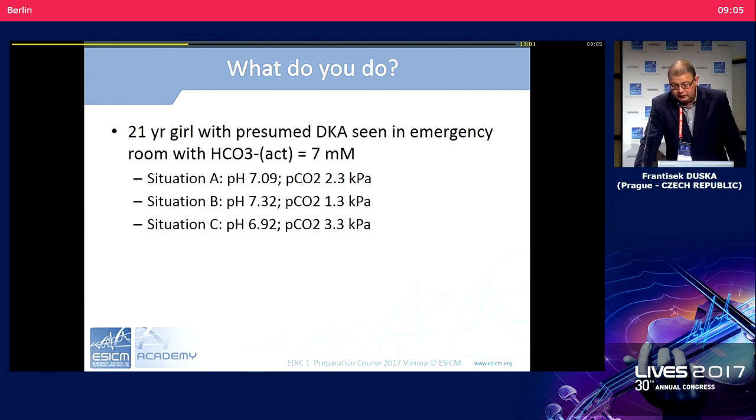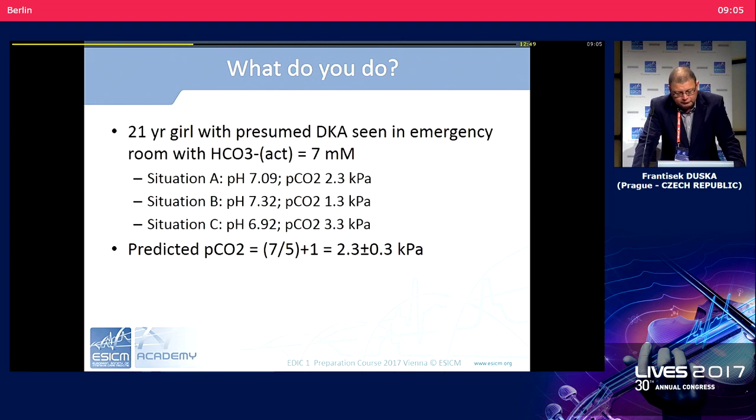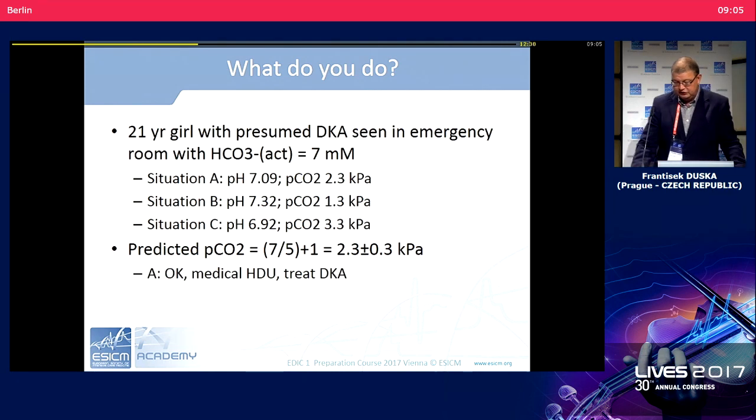So imagine these situations, A, B, C. These situations differ according to the level of PCO2. If you apply the Boston rule, you get a predicted PCO2 of 2.3, which is the appropriate compensation. And that's exactly what is seen in situation A. So in situation A, we say, okay, that's just appropriate compensation for the DKA, and this lady needs insulin, fluids, and treatment in medical HDU or even on a diabetic ward.